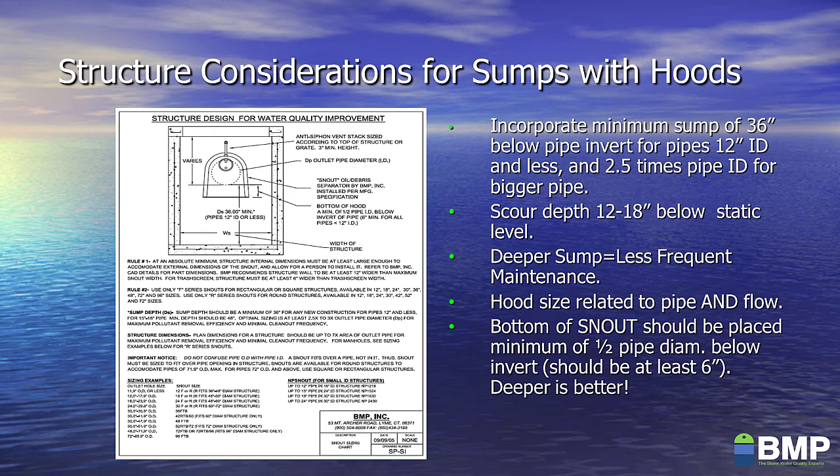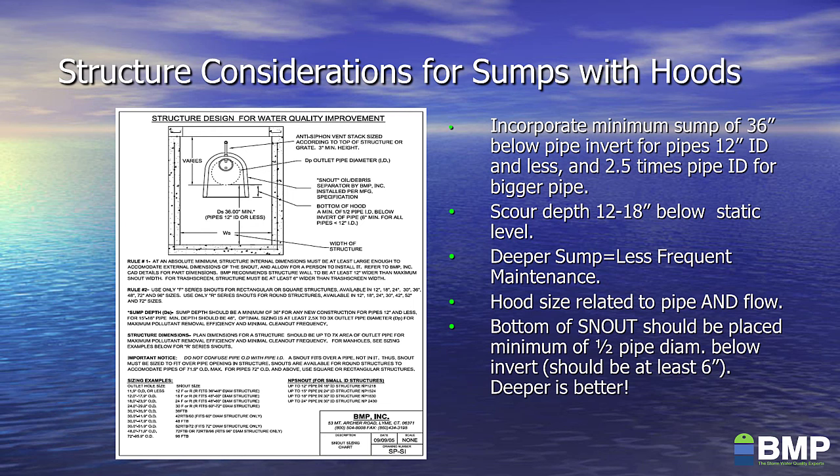One of the things is that the scour depth from the static water level is going to be 12 and typically 18 inches beneath the static water level under a high flow event. So you want to make sure that the sump can accommodate that, because if you have a 36-inch deep sump, then you really only have about 18 inches of useful storage space. So a deeper sump means less frequent maintenance, and that's important.